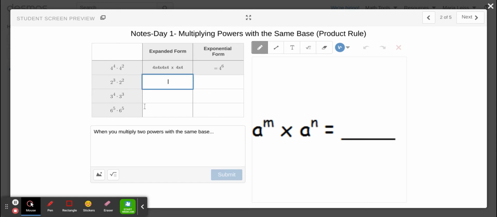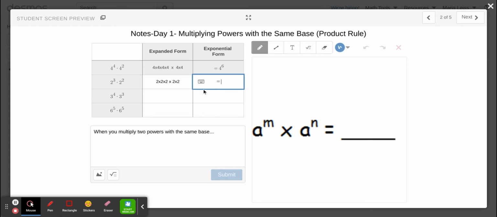2 to the 3rd power. Well, what does that look like? Well, it looks like 2 times 2 times 2. Then we've got this multiplication symbol here. And then we've got our 2 squared. That looks like 2 times 2. So when I come over here, what does that look like? Well, how many 2's do I have? I have 1, 2, 3, 4, 5. So what number is repeating? The 2 is repeating. That is your base.